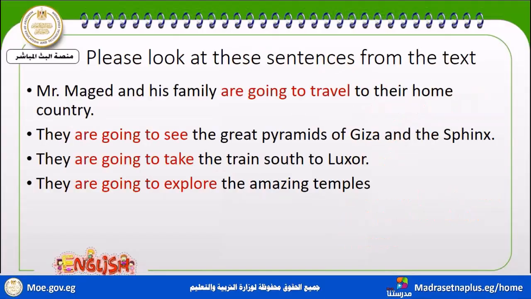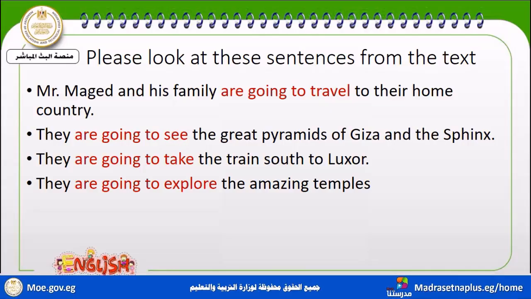Now, I'd like you to do something different. We are going to read some sentences from the text, and please pay attention to the words in it. The first one, Mr. Magid and his family are going to travel to their home country. They are going to see the Great Pyramids of Giza and the Sphinx. They are going to take the train south to Luxor. They are going to explore the amazing temples.